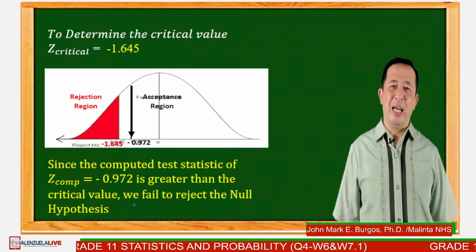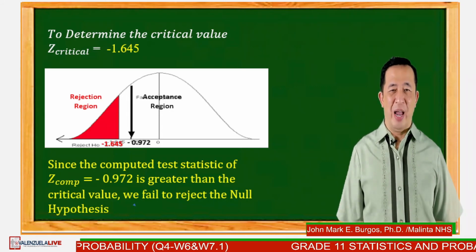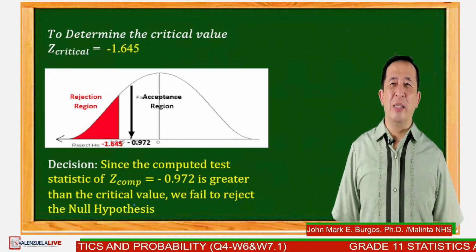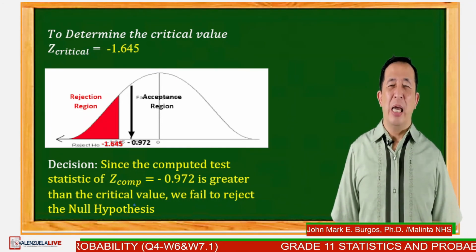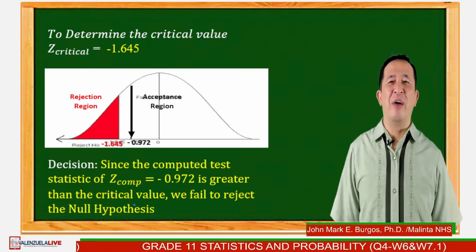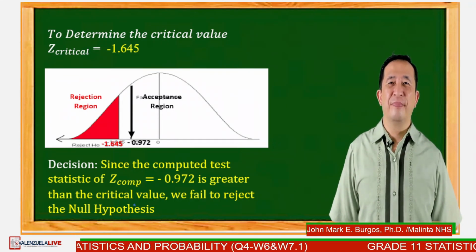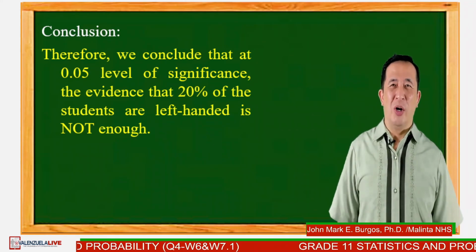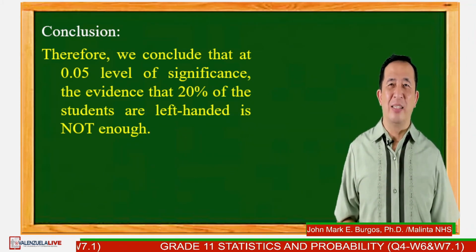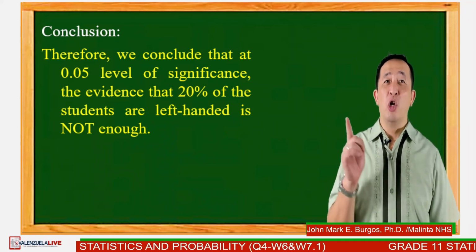To determine the critical value, the Z critical is equal to negative 1.645. As we can see in the figure, the decision will be, since the computed test statistic Z computed is equal to negative 0.972, which is greater than the critical value, we fail to reject the null hypothesis. So, for our conclusion, we conclude that at 0.05 level of significance, the evidence that less than 20% of the students are left-handed is not enough.